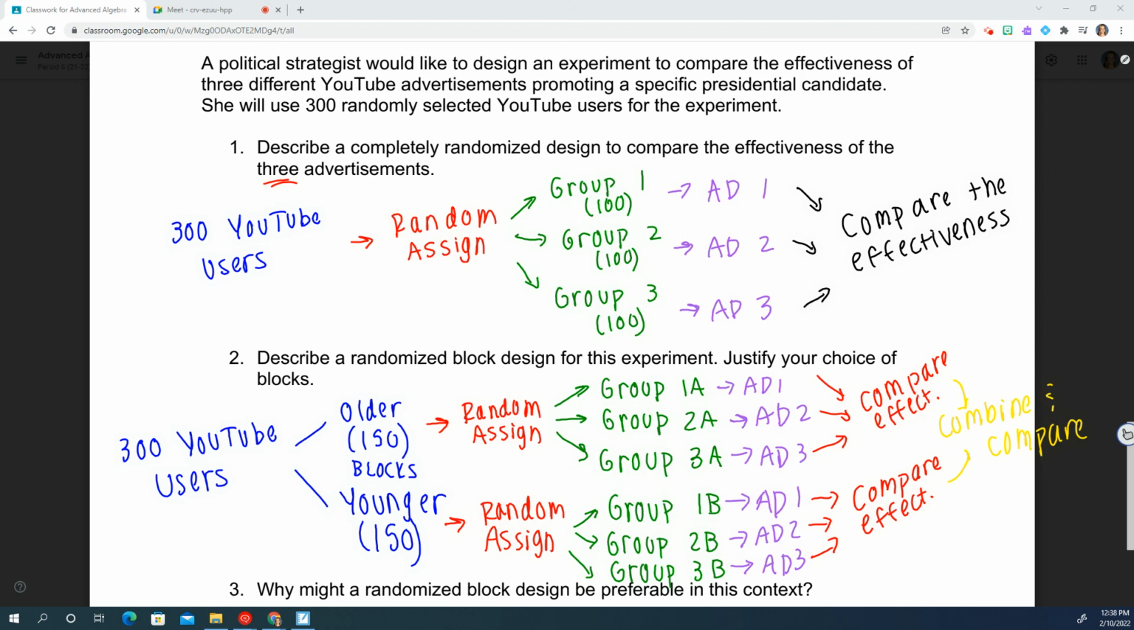Perfect. That's all for today, folks. We just have one thing left to talk about: random assignment versus random sample. We'll do that tomorrow.